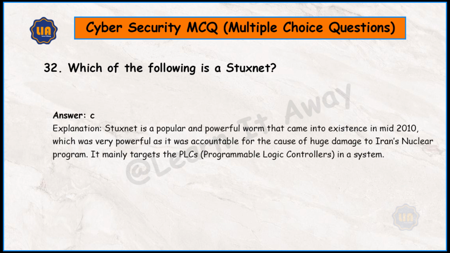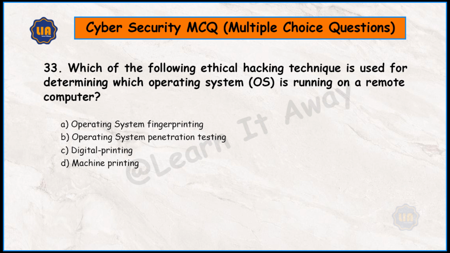Answer. C. 33. Which of the following ethical hacking technique is used for determining which operating system, OS, is running on a remote computer? A. Operating system fingerprinting. B. Operating system penetration testing. C. Digital printing. D. Machine printing.